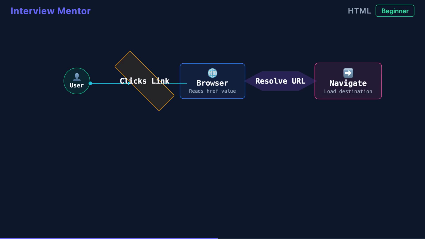Here's how it works. When a user clicks an anchor element, the browser reads the href value, resolves it to a full URL, and navigates to that destination. This is the core interaction pattern that powers the entire web.